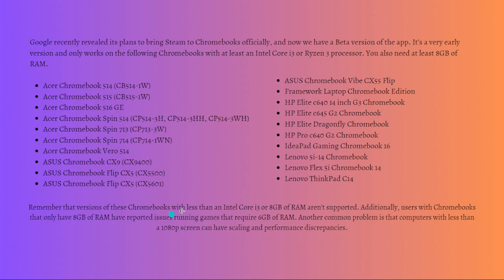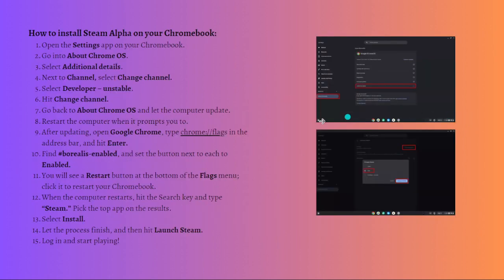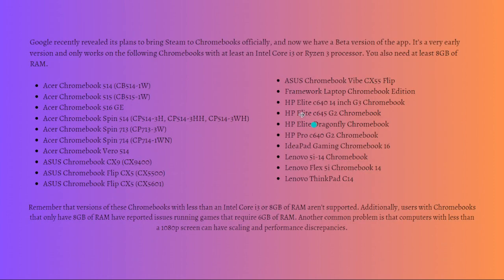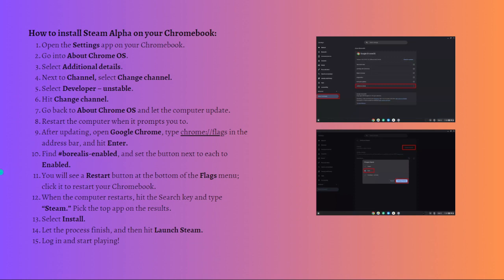So these are the models that can support the beta version of Steam. You can go ahead and check if your device is on this list right here. And if you have a Chromebook that is in the list, follow the steps to get Steam for Chromebook Alpha. The process is not as complex as it sounds.